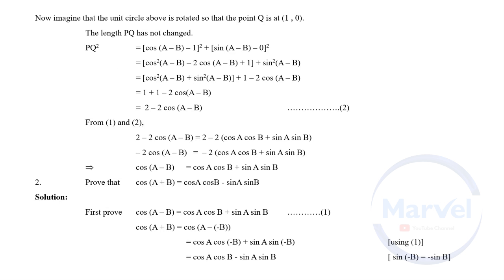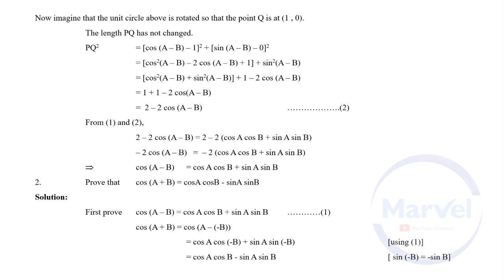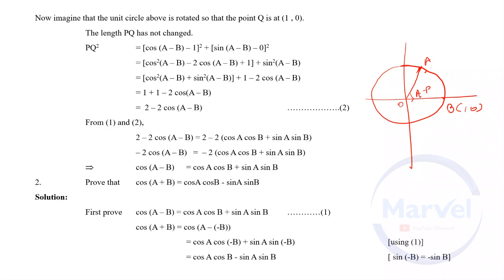Now imagine that the unit circle is rotated so that Q is at 1, 0. The second figure I will draw on the second page. In the previous figure B was there; now B is at 1, 0 and A is somewhere here, and the angle BOA equals A minus B. Then what are the coordinates? R cos theta, with R equal to 1 and theta equal to A minus B: cos of A minus B, comma sin of A minus B. Now again apply the distance formula for AB. This is P and this is Q.